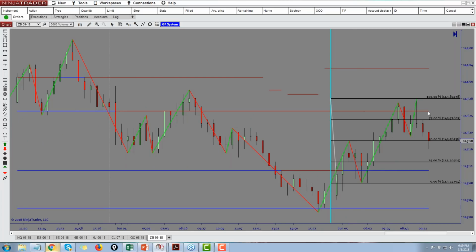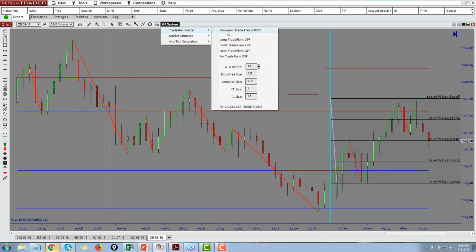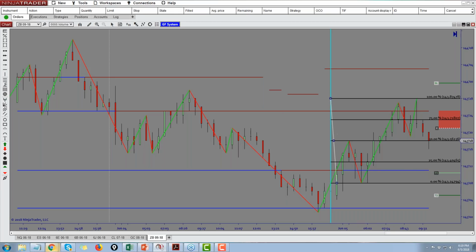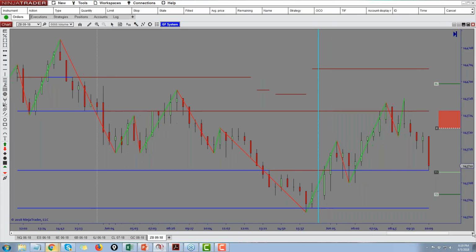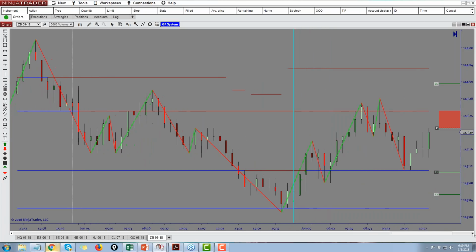So if price comes back up to resistance, I want to start planning that short because structure's to the short side right now. So we turn short plan on, near plan on like that. And I'm just going to move that off for a second just to keep it clean. Obviously, we know we're in retail areas at that location. So I'm going to wait to see if they come back up. There's the entry right there.